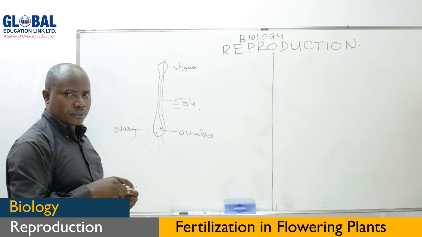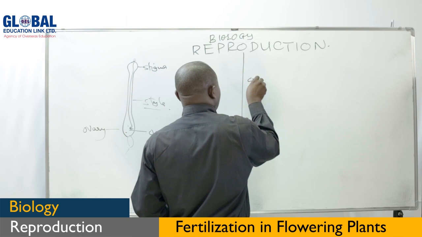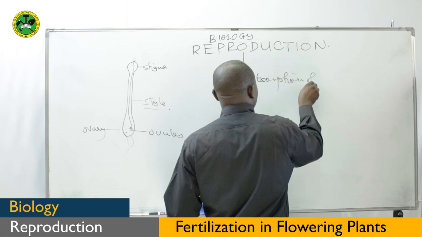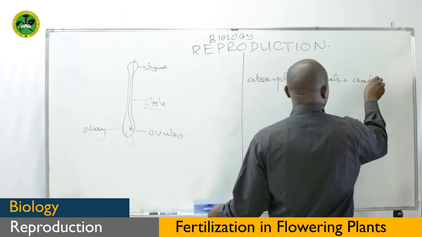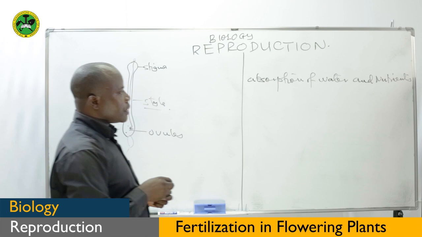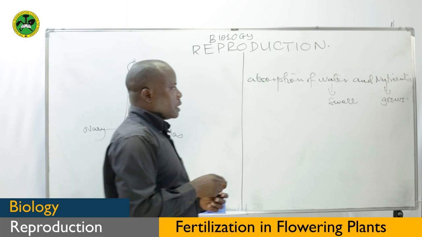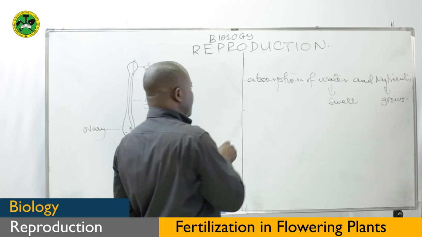What then occurs? First, you have absorption of water and nutrients from the stigma. This enables the pollen grain to swell and grow. This aspect leads to another aspect, the formation of pollen tube.